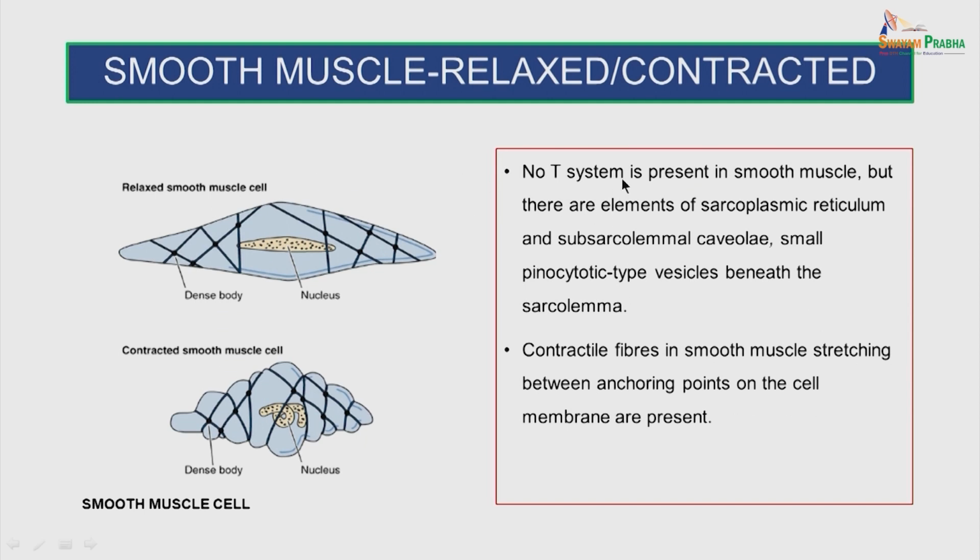So no tubular system is seen in the smooth muscle, but there are elements of sarcoplasmic reticulum and subsarcolemmal caveolae, small pinocytic type of vesicles seen beneath the sarcolemma. The contractile fibers in the smooth muscle stretching between anchoring points on the cell membrane are present.